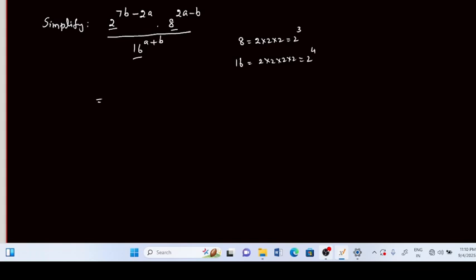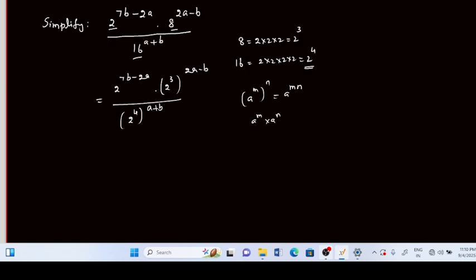So here we write this one: 2 power 7b minus 2a. Here 8 can be written as (2 power 3) whole power 2a minus b, dividing by 16 can be written as 2 power 4, so (2 power 4) whole power a plus b. Now we know that (a power m) whole power n can be written as a power m into n, as well as a power m into a power n can be written as a power m plus n.